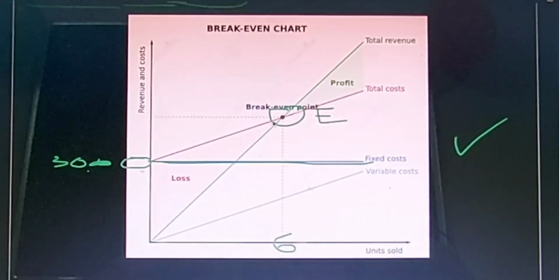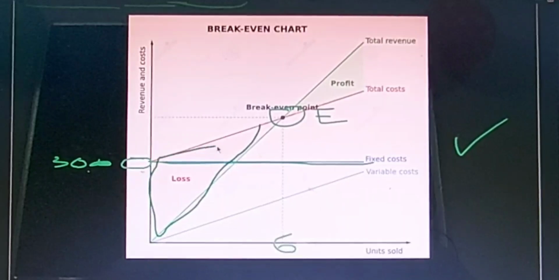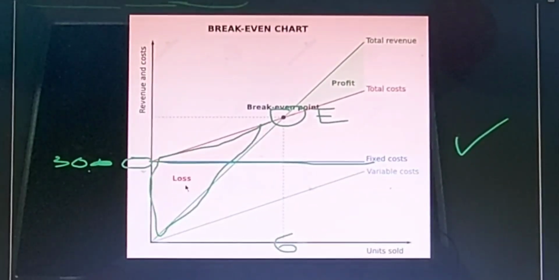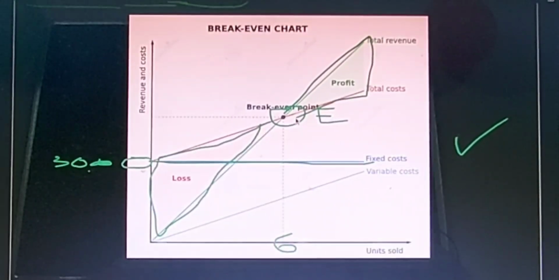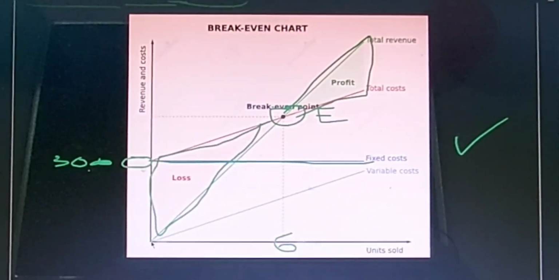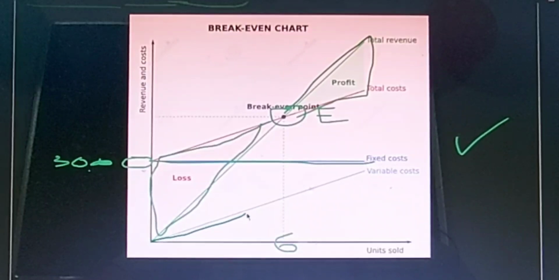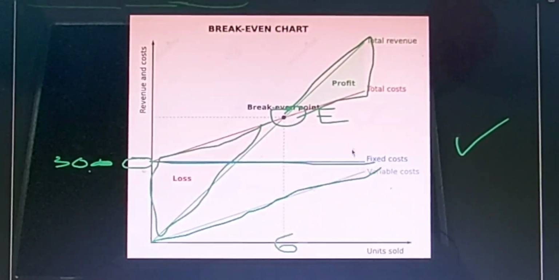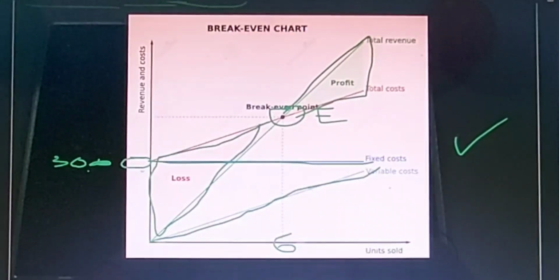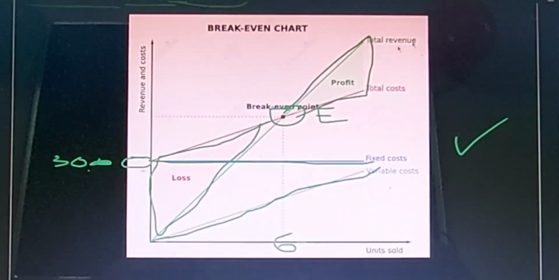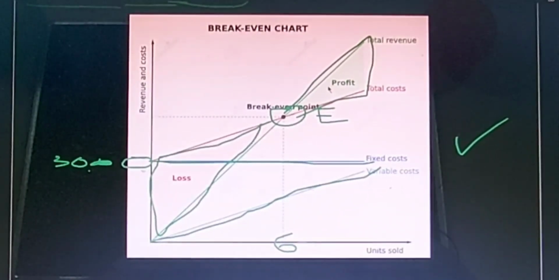Below this point, this triangle shaped area is called loss and the upper part is profit, right? And the variable cost, you must draw this also, generally increases in an increasing trend. So friends, you can explain this diagram that you have taken on the x-axis and on the y-axis, and draw this graph properly to get maximum marks.